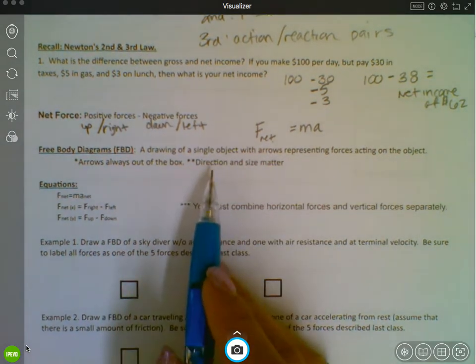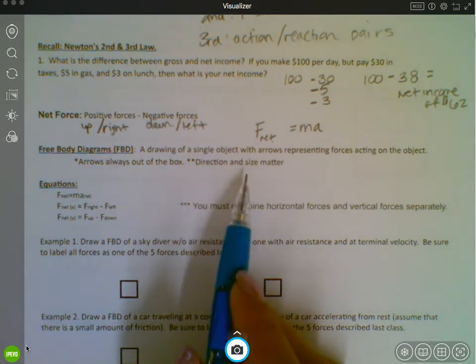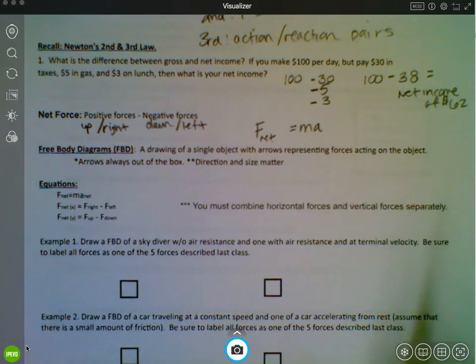The direction obviously matters. That's the direction of the force. And the size of the arrow is the magnitude of the force. So how big is the force, basically, or how strong.